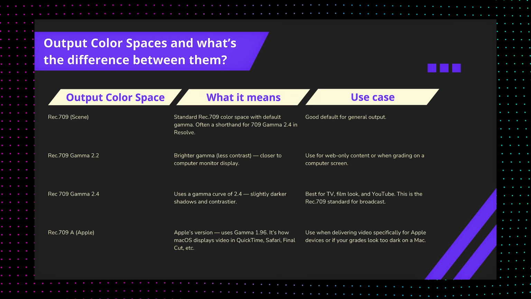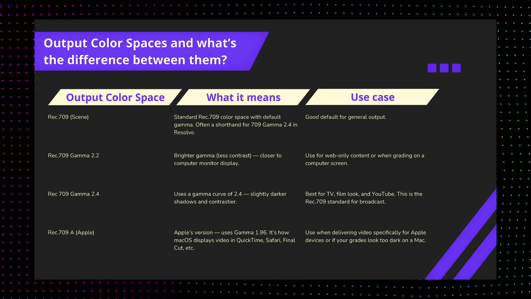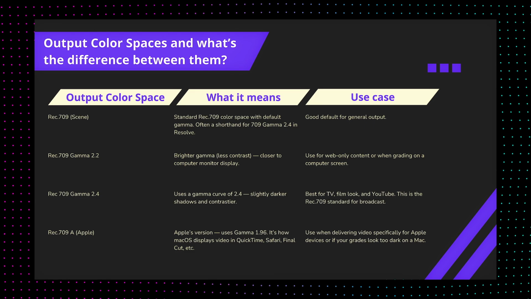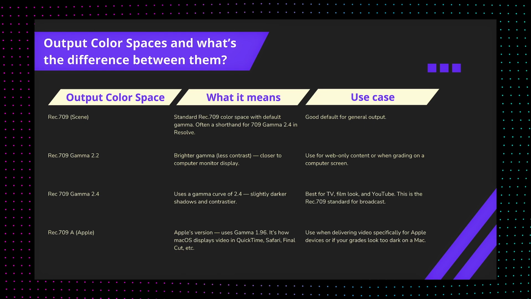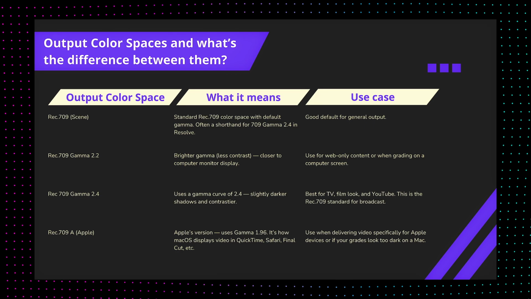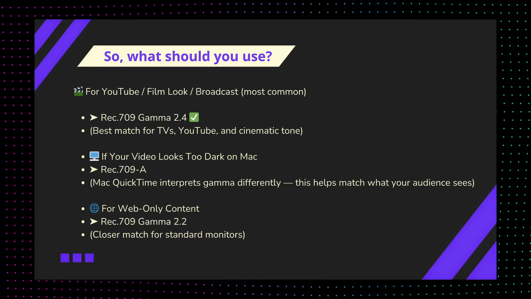Then we have Rec 709 Gamma 2.2. Then we have Rec 709 Gamma 2.4. And this one is a standard color space for broadcast. We do also have the Rec 709-A, and this one is Apple's version of Rec 709, so you can use it when you are delivering videos specifically for Apple devices. And I'll also screenshot this one.